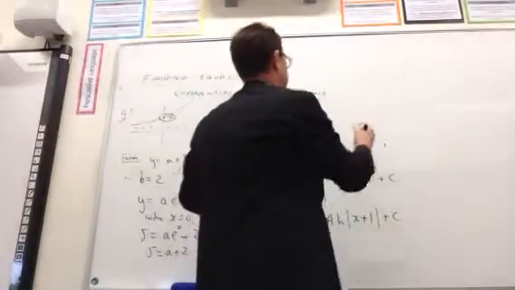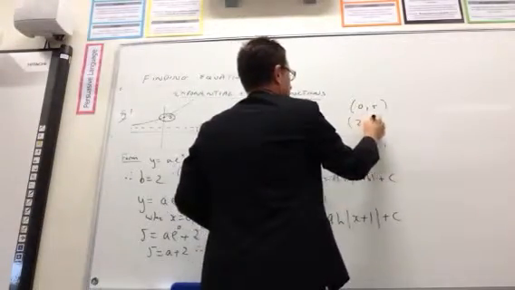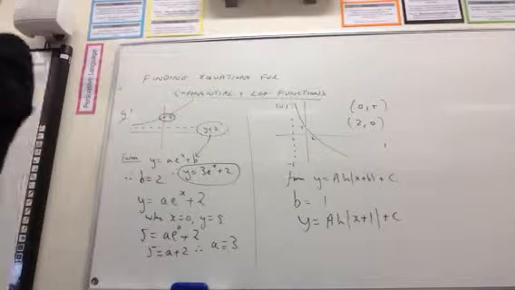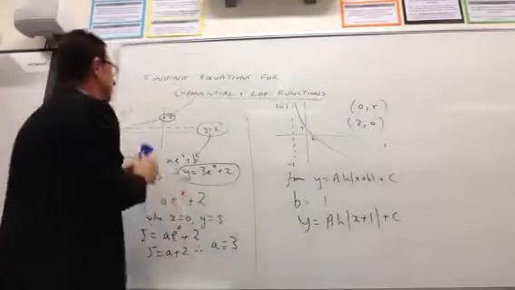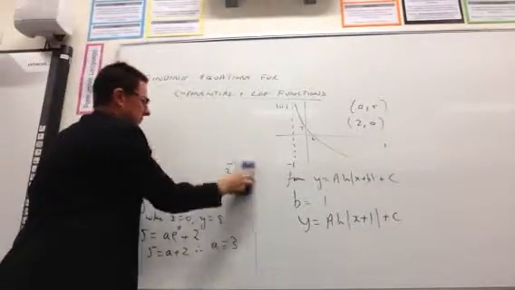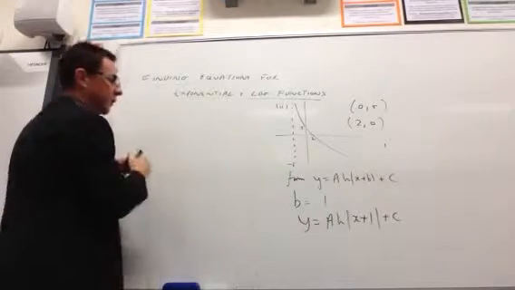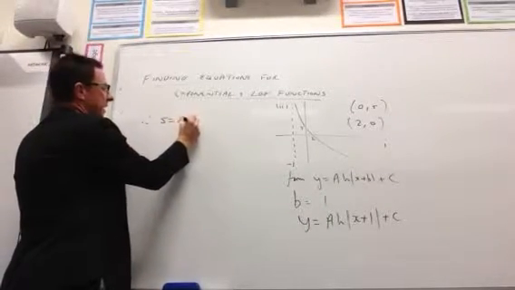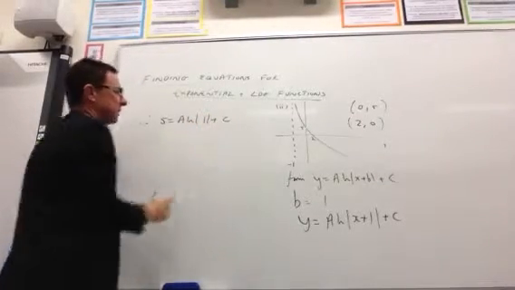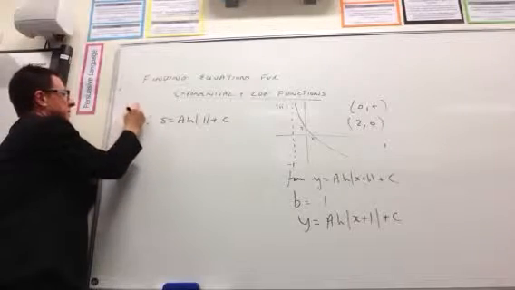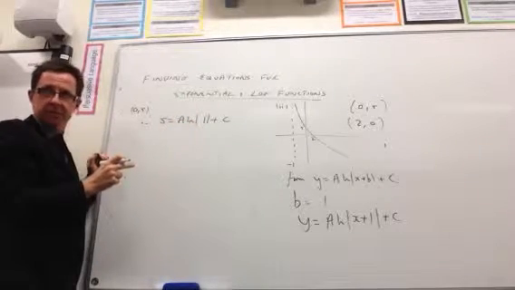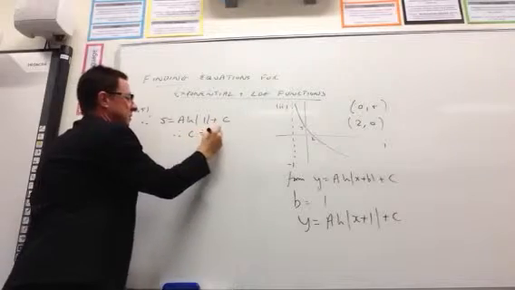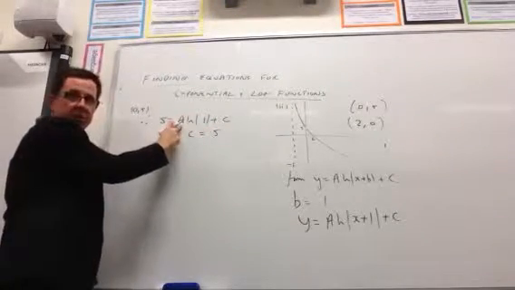I've got 2 points. 0, 5 and 2, 0. Straight off the graph. I'm going to use the 0, 5. Use the 0, 5, we get 5 equals a log of 1 plus c. This is for 0, 5. Y is 5, x is 0. What is the log of 1? 0. That means C equals 5. Because you've got 0 times A, so the A is gone.